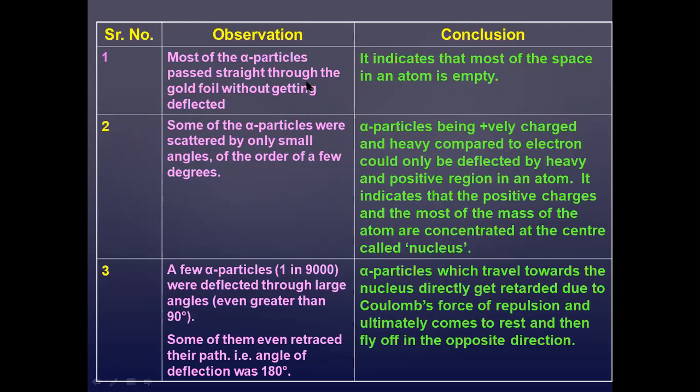Third observation: a very few alpha particles were deflected through large angles, 90 degrees or greater than 90 degrees. Some of them rebound through 180 degrees. So it concludes that the alpha particle which travels directly toward the nucleus gets retarded in the backward direction due to Coulomb's force of repulsion, and finally it comes to rest and moves in the opposite direction due to the repulsive force.